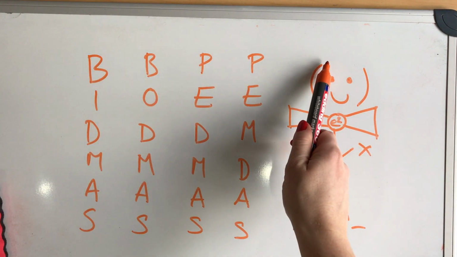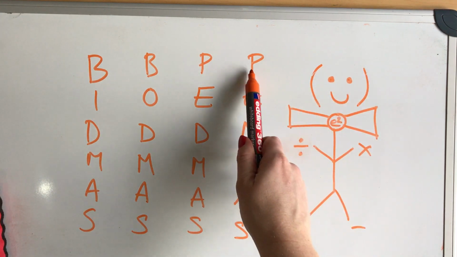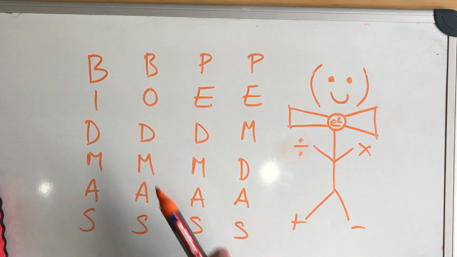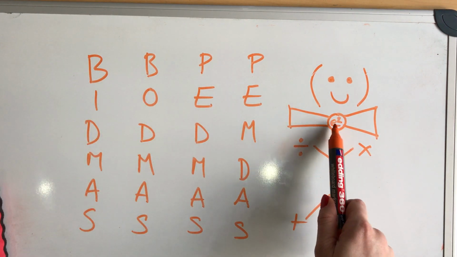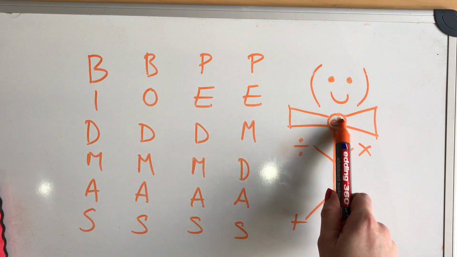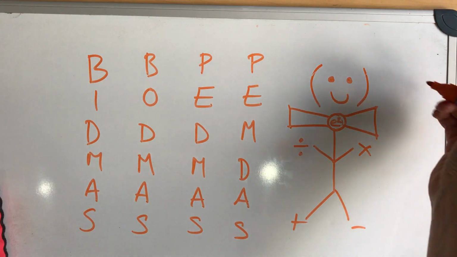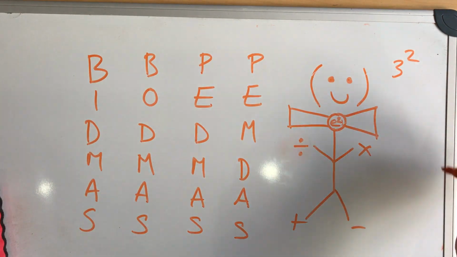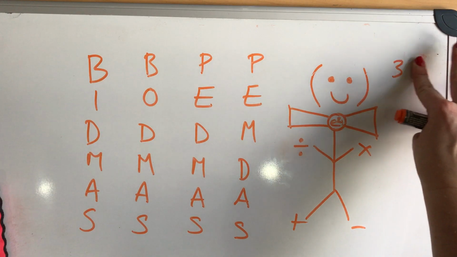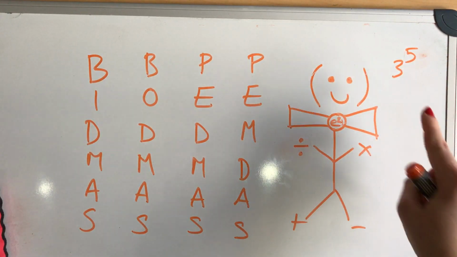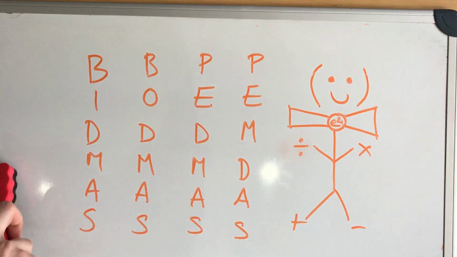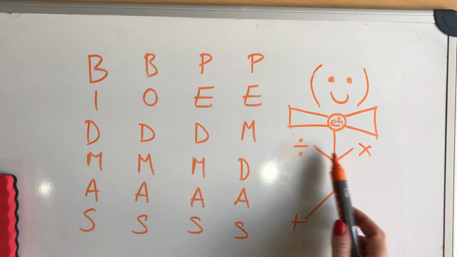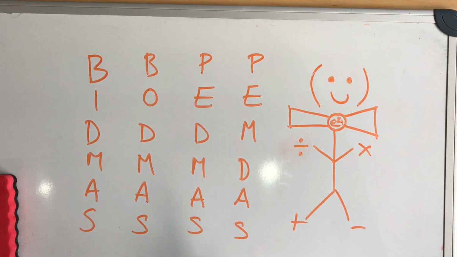So the first is that you need to do any brackets or parenthesis. Then you need to look to see if there's any indices or any exponents. So that's when something is squared. So it might be something like 3 squared, or it might be 3 to the power of 5, something like that, where it's got that small number to the right hand side of it. And then we've got divide and multiply, add and subtract.